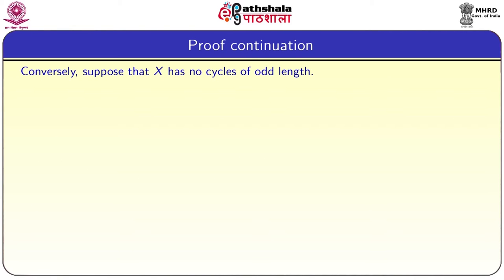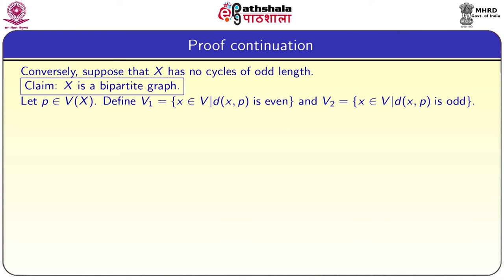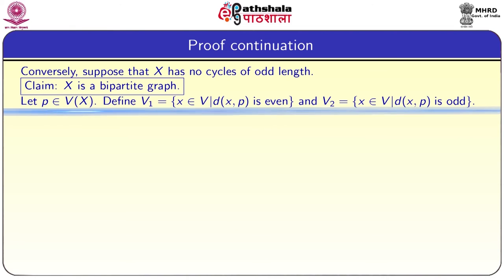Now, we need to prove the converse part. Conversely, suppose that X has no cycles of odd length. Now, the claim is that we need to show that X is a bipartite graph. Let P be a vertex, P belongs to V(X). We define V1 as the set of all vertices x such that d(x, P), the distance from x to P, is even, and V2 as the set of all vertices such that the distance from P is odd.